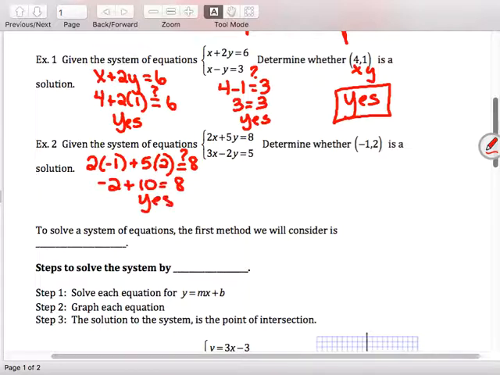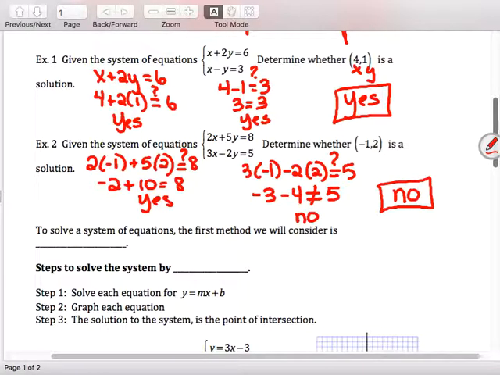So it works in the first one. So negative 3 minus 4, that's a no. So after you say your yes and your no, off to your side or in an answer blank, you're going to say no, because it has to work in both. Any questions on example 1 or 2?